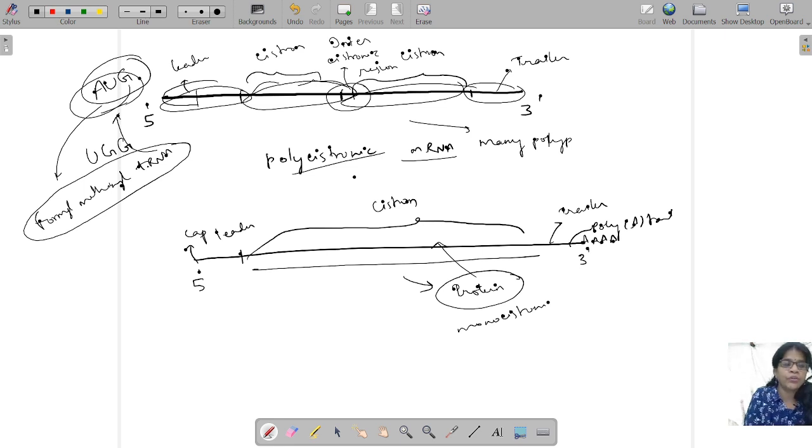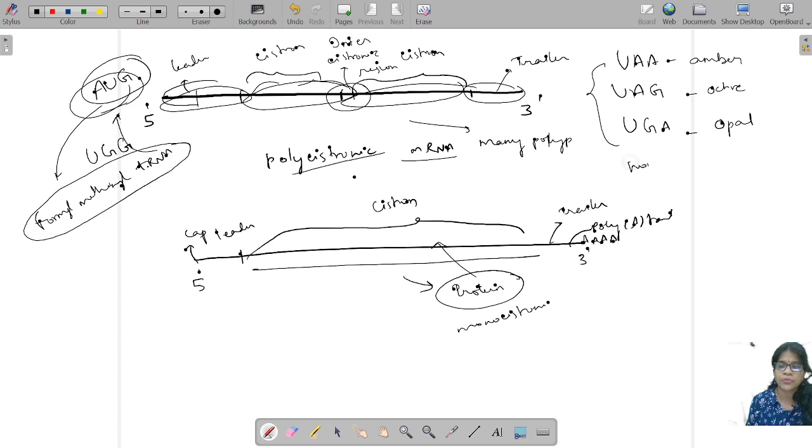So as of now, these are the initiator codons that I want to discuss, and at the same time, you have a termination site even in mRNA. What are those termination sites? There are 3 nonsense codons, codons which do not code for any amino acid. They are UAA, UAG, and UGA. UAA is amber, UAG is ochre, and UGA is opal. These are the 3 nonsense codons.